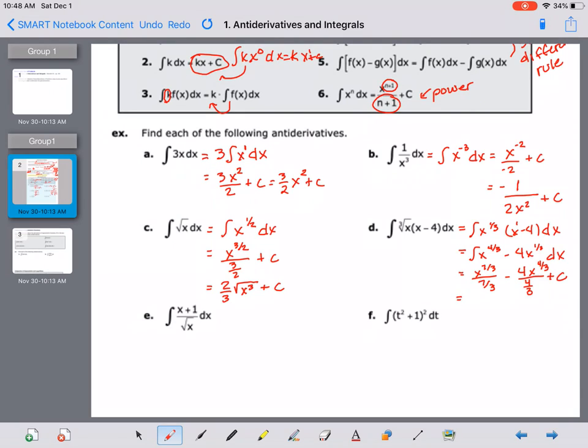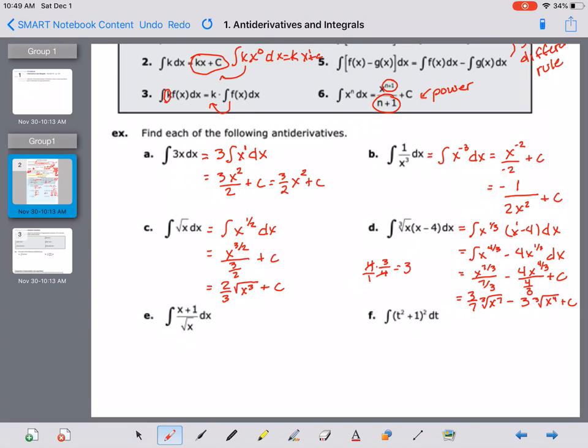So I want to simplify this a little bit. Dividing by 7/3 is the same as multiplying by 3 over 7, putting it back into root form, so the 3rd root of x to the 7th minus, now multiplying by the reciprocal, so 4 times 3/4. So 4 times 3/4, that's over 1. That's going to cancel out, and we're going to be left with 3. So our new coefficient is just a 3 here. 3rd root of x to the 4th, and then a plus c.